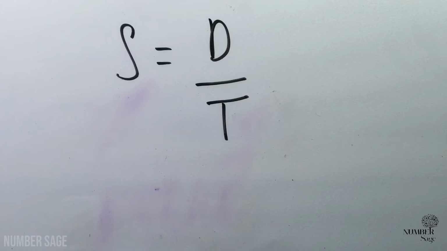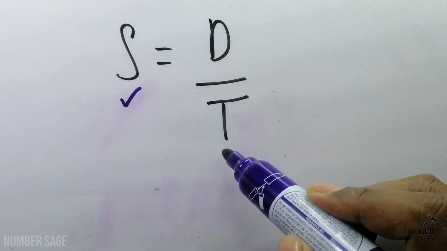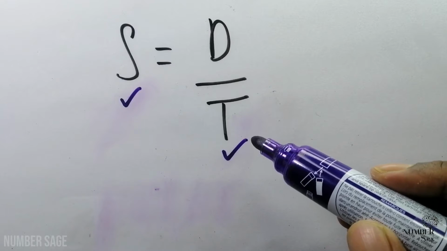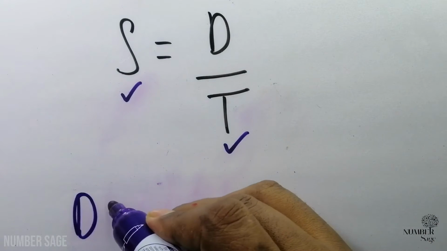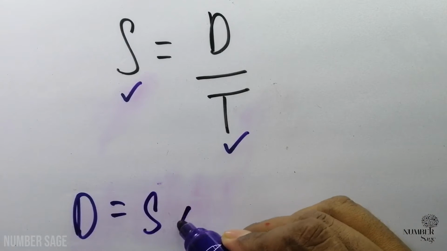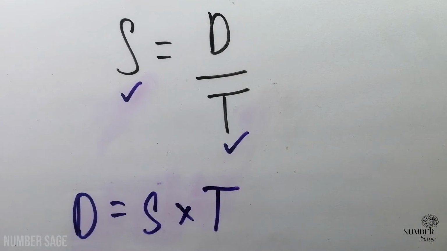We can modify the formula accordingly to find other metrics as well. For example, if S and T are given, the formula can be changed to D equals S times T. Since we have learned the concept, let us together solve some examples and past year PT3 questions. This will help us to better understand the concept we learned earlier.